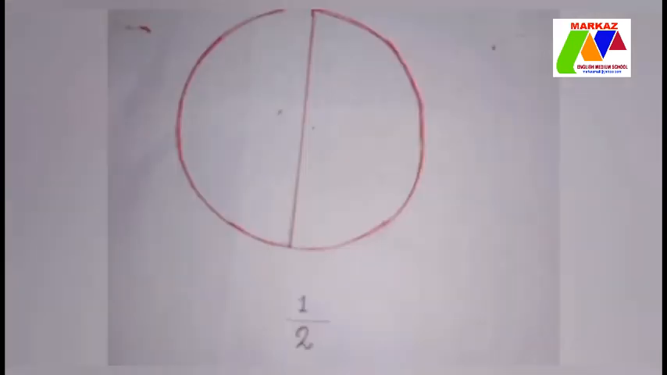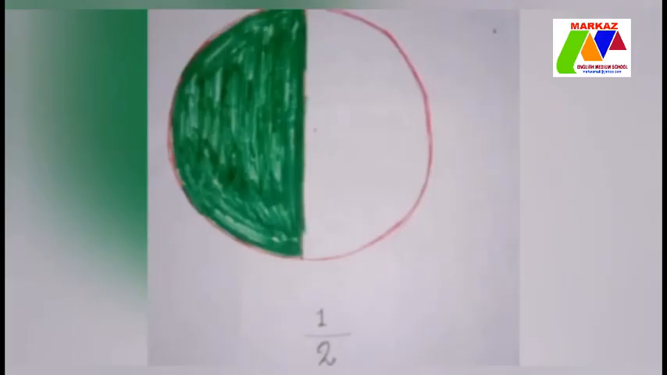Can you shade this figure to show 1 by 2? Children, 1 by 2 means half or one part out of 2 equal parts. Here, this circle is divided into 2 equal parts. So, we need to shade one part out of 2 parts to show the 1 by 2 fraction. This is 1 by 2 of this circle.